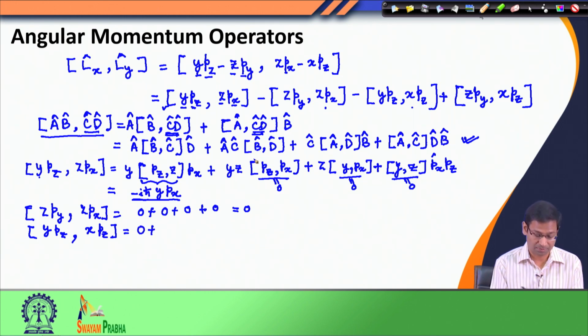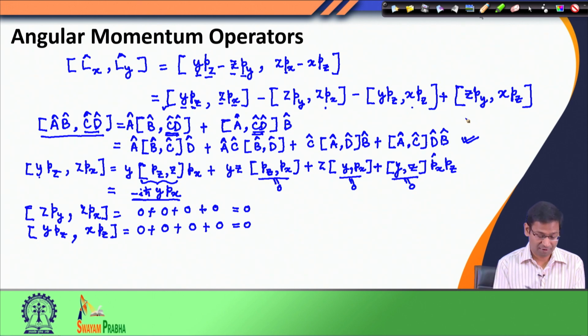The second term requires B and D. Pz, they commute, that is 0. The third term requires A and D, which is Y and Pz, they also commute. So, that is 0, and the final term A and C, Y and X, they also commute. Therefore, all the terms become 0.